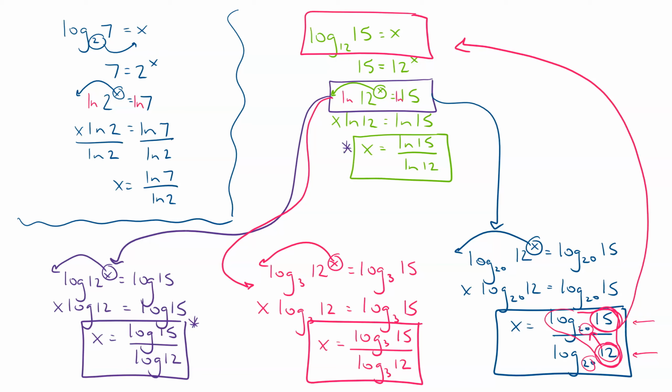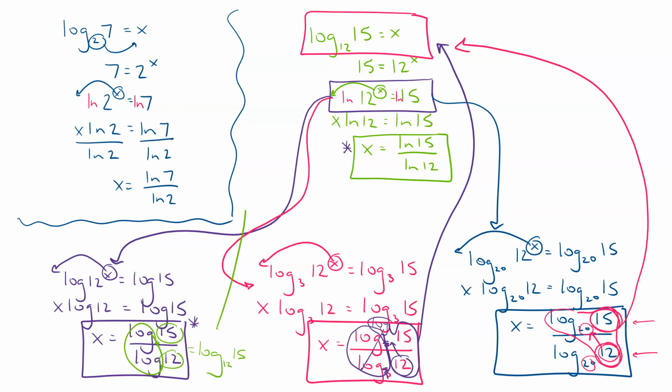Again, the two logs squish together to form one log. The existing bases disappear. The bottom number becomes the base, and the top number becomes the argument, and we would get log base 12 of 15, which is what we have. One more time, the two logs squish together to become one log. The existing bases disappear. The bottom number becomes the new base. The top number is the argument. This would be log base 12 of 15, which it was.